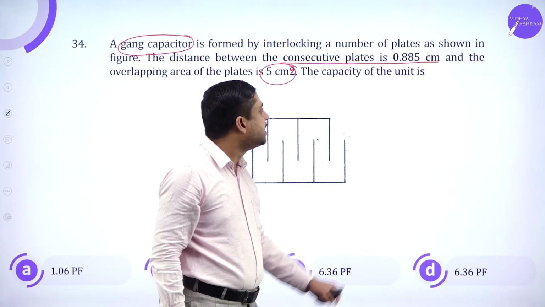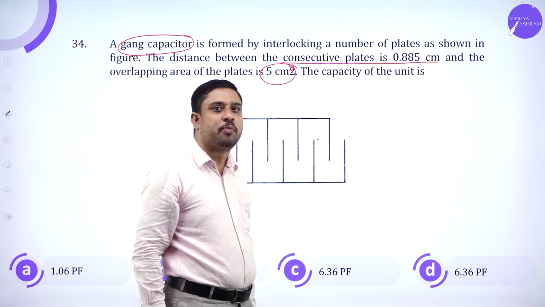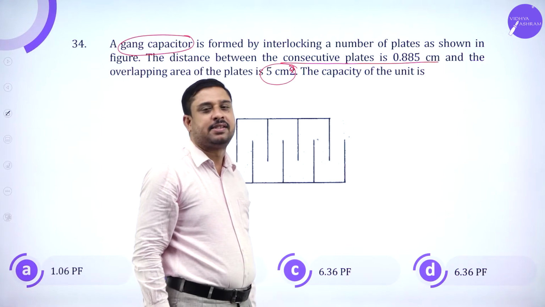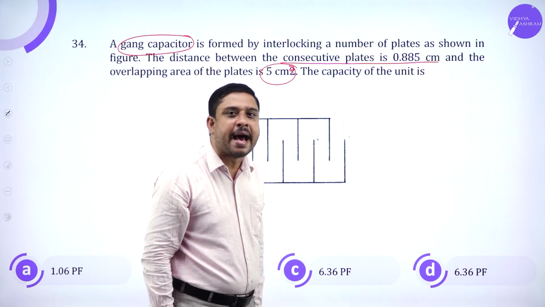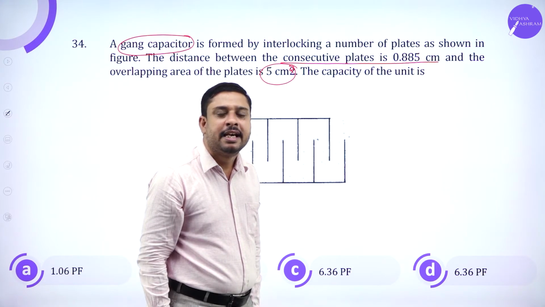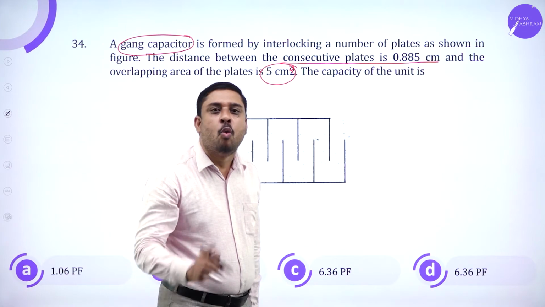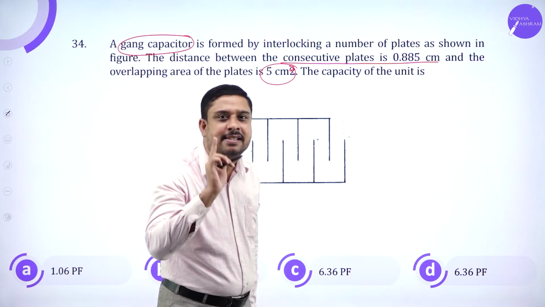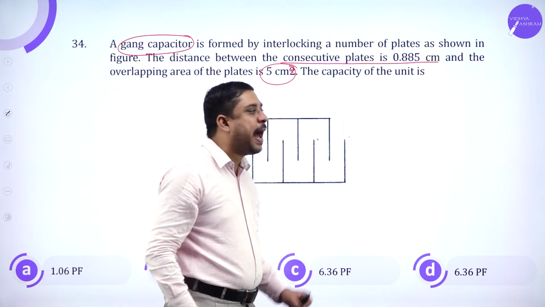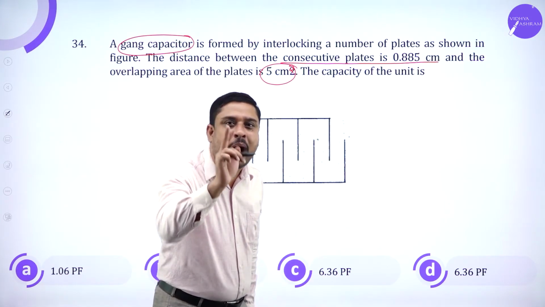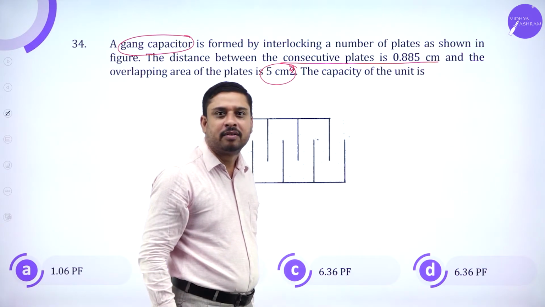The capacity of the entire unit has to be found. The feature of a gang capacitor is it will have one plate less. The number of plates in a gang capacitor is one less than the actual interlocking.